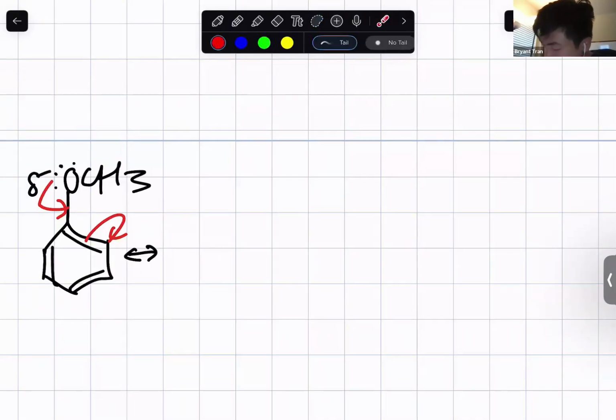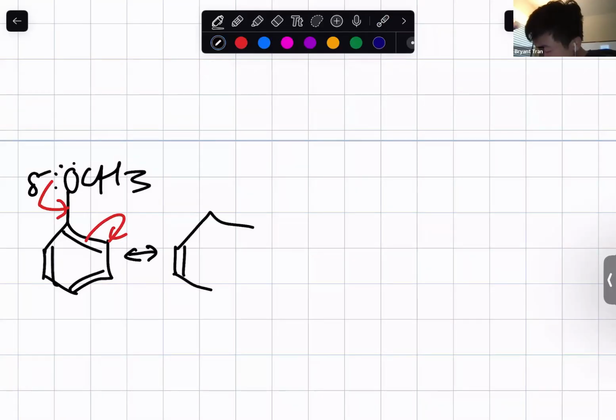Now this is more of a Lewis thing. This is going to be an EDG by resonance, right? Because it's donating electrons by resonance here, as we can see. But it's going to be an EWG by induction, because oxygen is more electronegative than carbon. It's going to withdraw electrons inductively, right? By having a higher electronegativity. Okay, so let's draw out the resonance structures here, because this will explain why EDGs are going to direct electrophiles in certain positions.